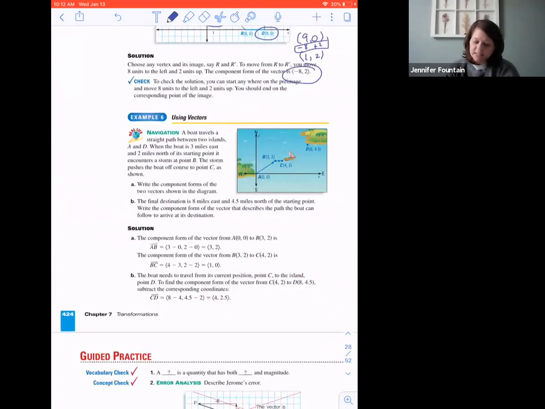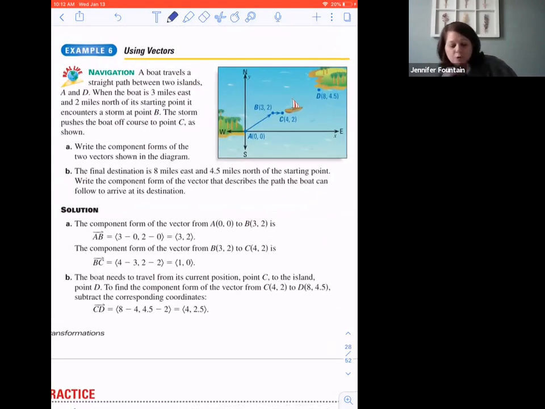Now in example 6, it talks about using vectors, and it just talks about how a boat travels a straight path between 2 islands, A and D. When the boat is 3 miles east and 2 miles north of its starting point, it encounters a storm at point B. The storm pushes the boat off course to point C as shown. So it says, write the component forms of the 2 vectors shown in the diagram. And then B says the final destination is 8 miles east and 4.5 miles north of the starting point. Write the component form of the vector that describes the path the boat can follow to arrive at its destination.